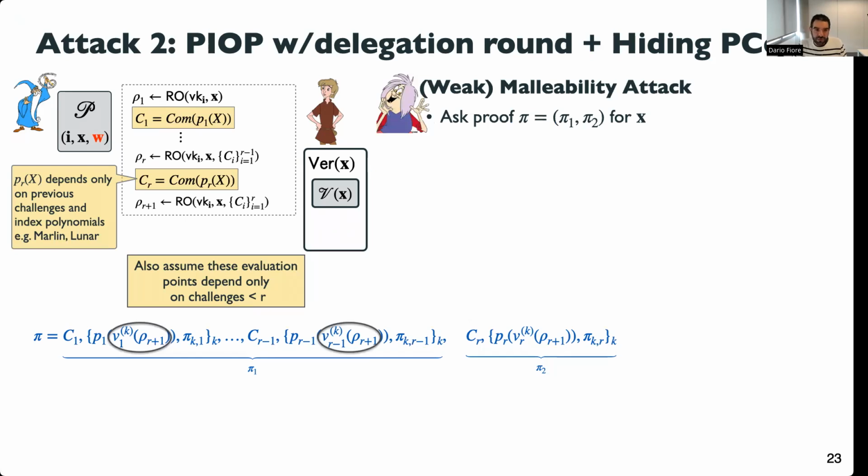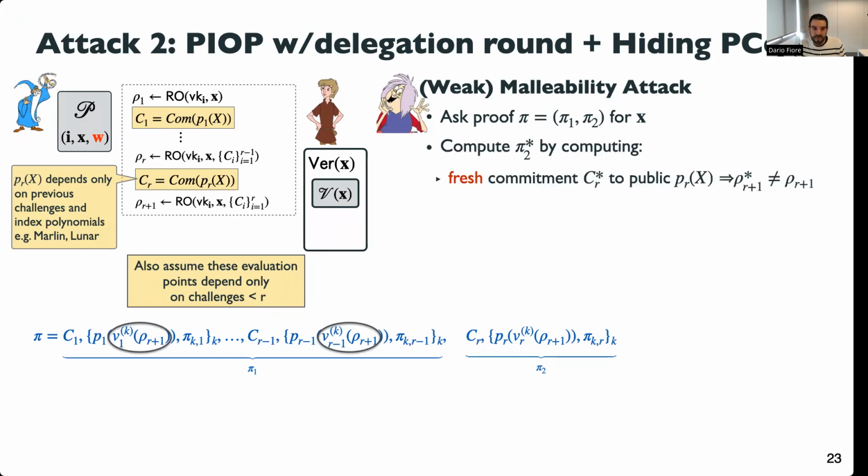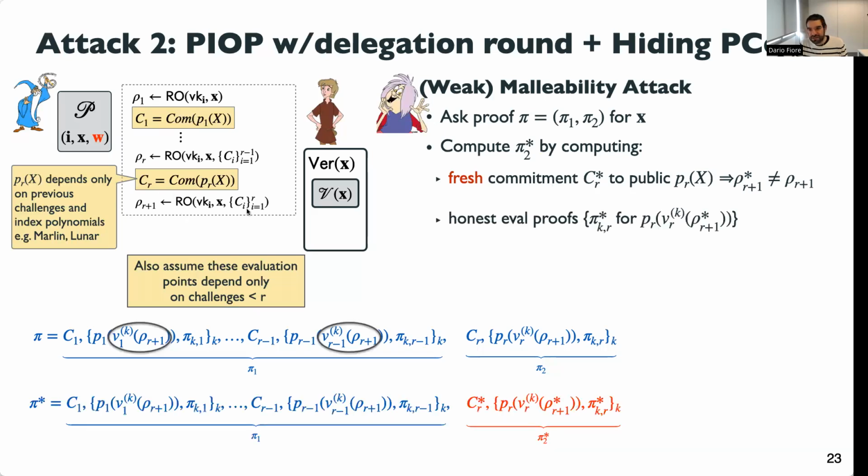Now the attack would go as follows. The attacker asks for a proof for a statement X. The attacker doesn't know the witness for X, but she gets this proof, by 1 and by 2. Then she computes a different by 2 part by, for example, computing a fresh commitment to PR of X. Here I'm assuming that we are compiling this with a hiding polynomial commitment, so you can commit again to the polynomial. The polynomial is the same in both executions, but when you generate a commitment with fresh randomness, the commitment is going to differ. The moment you send a different commitment, the randomness computed by the random oracle on this commitment will give you a randomness R+1 star, which is different from the one of the other execution.